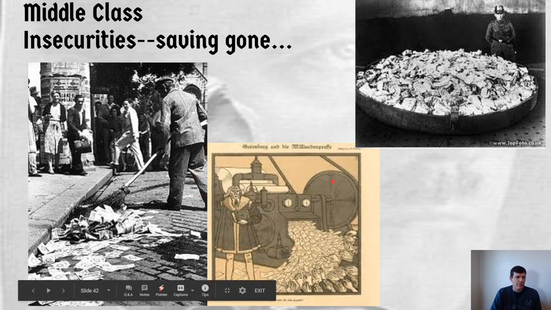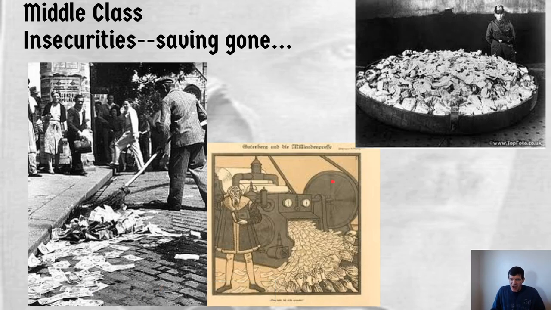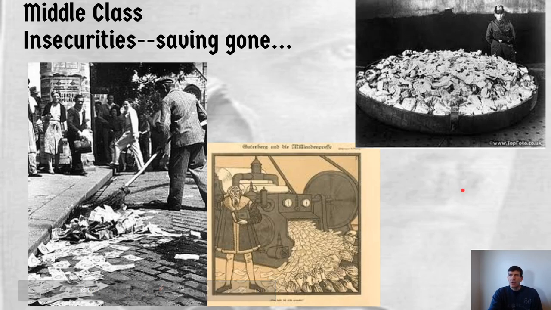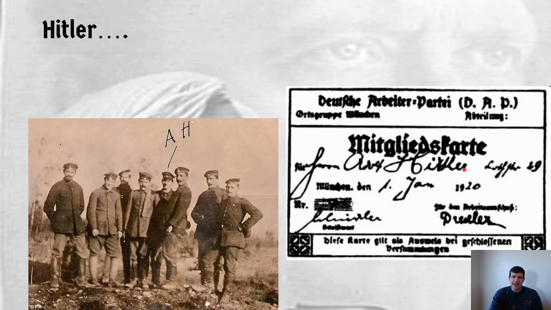And here is Gutenberg, the inventor of the printing press, and he's basically saying, my God, look at what's happening with the printing press printing out money. Gutenberg was a German. And so with all of these insecurities and economic disillusionment, that is when we see the emergence of a new political party, all these right-wing ultra-nationalist political parties.